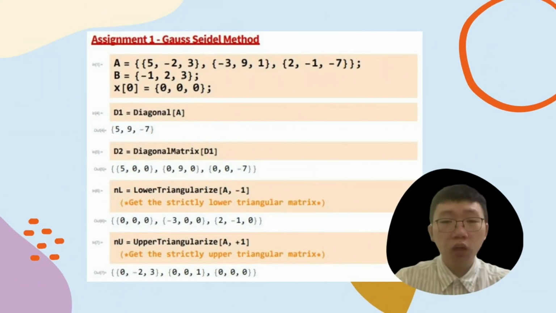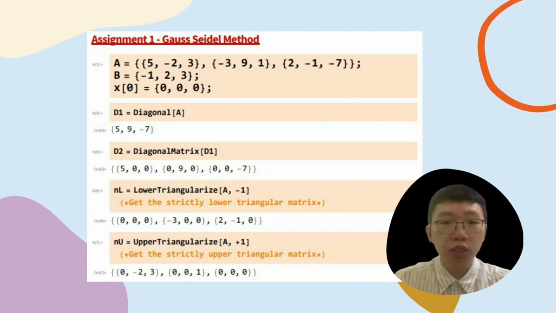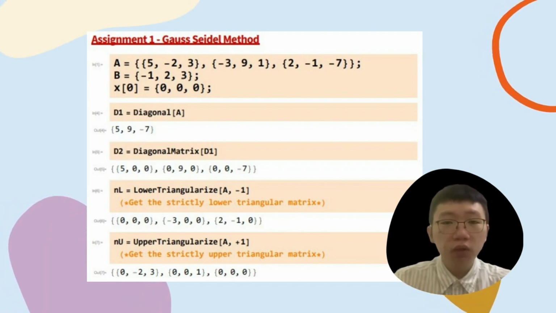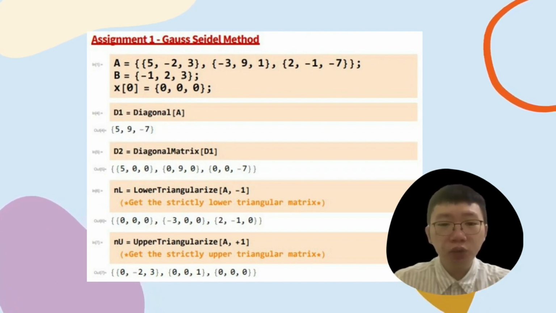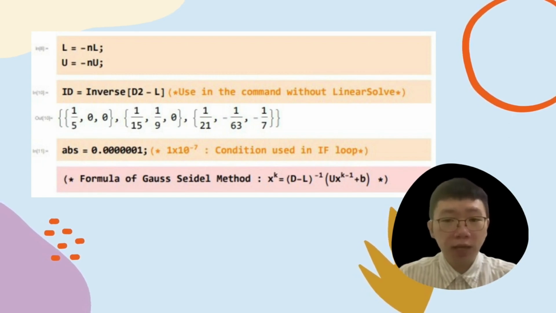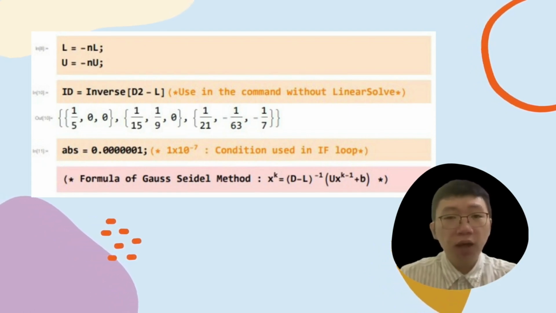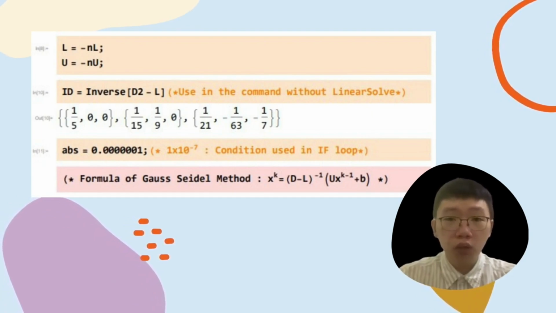-0.422713. So, I will discuss the coding of the Gauss-Seidel method. Input 1 is our question, which is matrix A, matrix B, and also our initial condition x0. D1 is to find the diagonal of the matrix A, followed by D2, which will form the diagonal matrix. NL and NU are used to get a strictly lower triangular matrix and a strictly upper triangular matrix. For input A, L and U negate the values of NL and NU to map to our Gauss-Seidel formula. The ID is the inverse of D2 minus L, which we'll use in the code without linear solve.